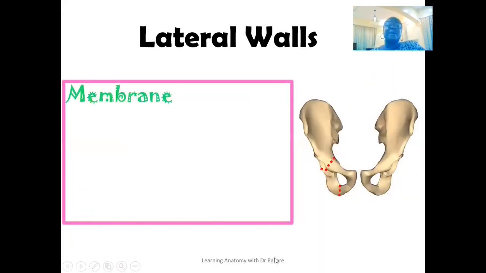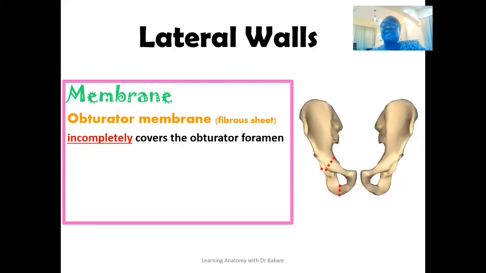Then going further on the membrane, we also stated in our previous slide that the membrane is a structural component of the lateral wall of the pelvic cavity. And this membrane is the obturator membrane. This obturator membrane is a fibrous membranous sheet seen to incompletely cover the obturator foramen. But how is the obturator foramen formed? Let's try and use this image here for illustration.